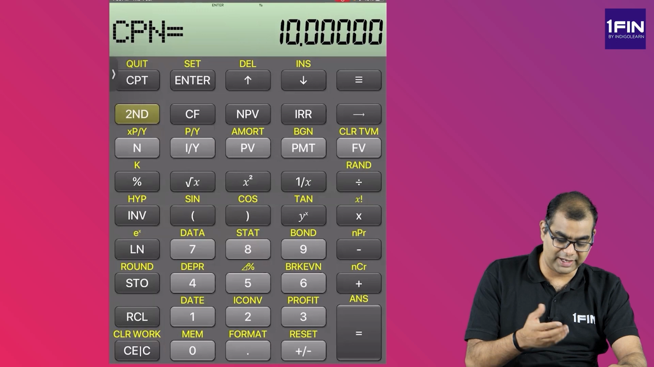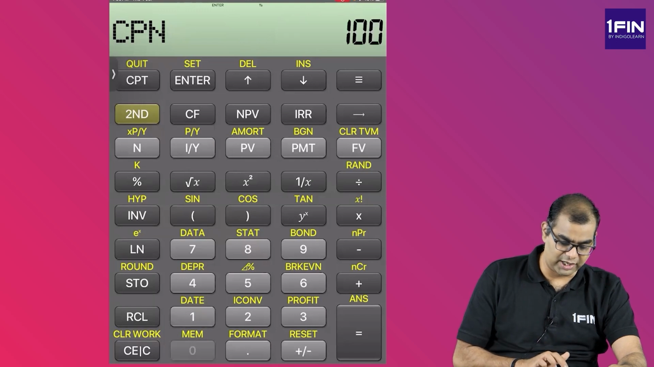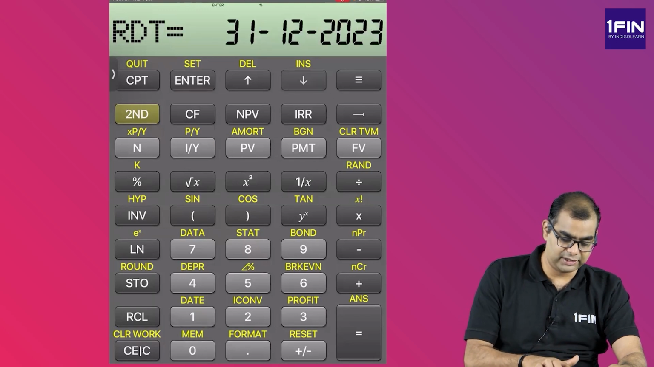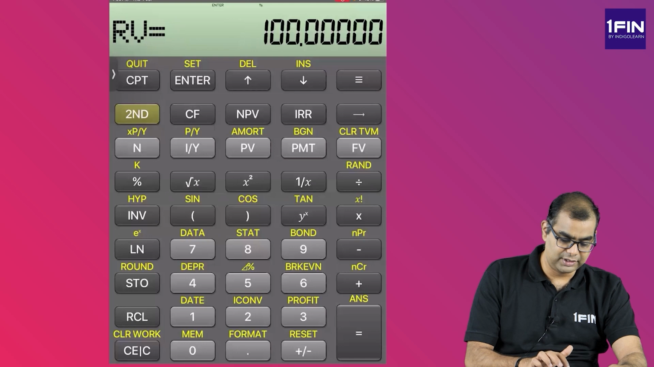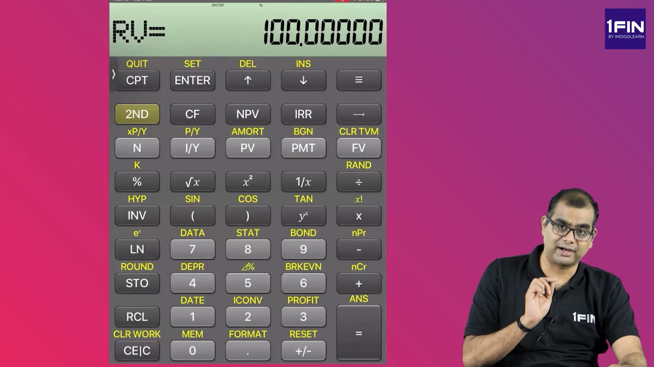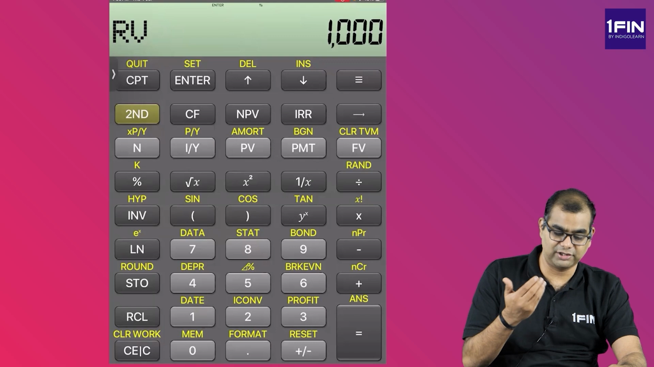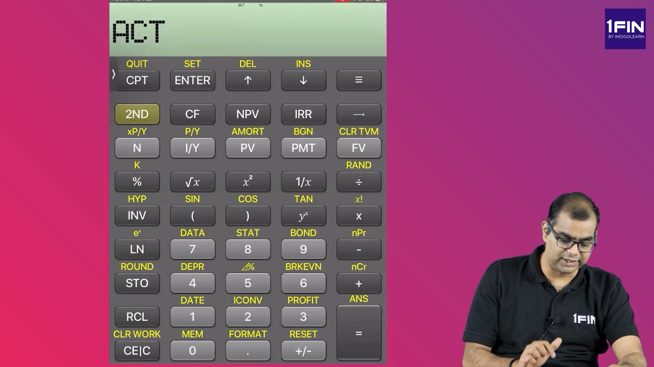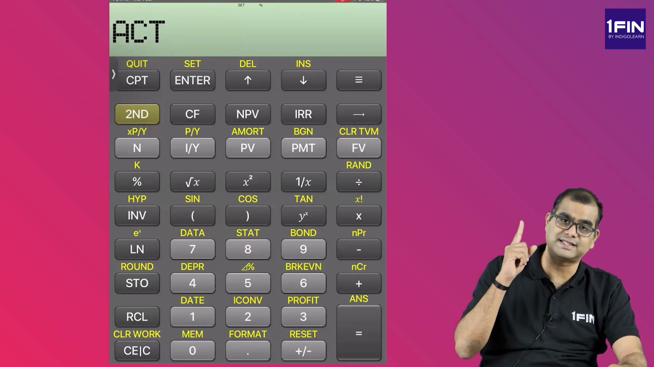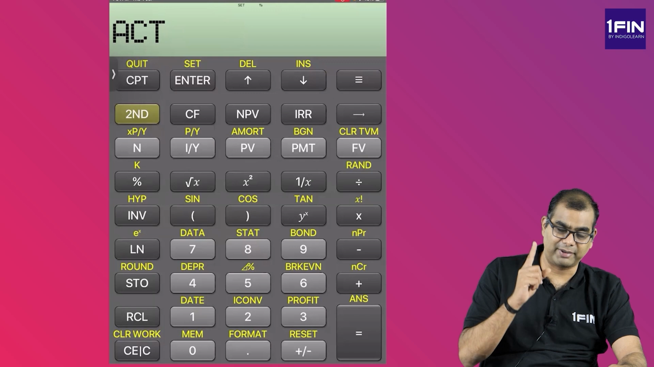Because if it is 1,000 rupees, I'll show you. If the coupon, I will change it to 100. Okay. Enter, down arrow. Dates are same. Then redemption value cannot be 100. Redemption value has to be 1,000. Okay, because on a 1,000 rupee bond only you get a 100 rupee coupon, right? Enter, down, actual, because we have set this as actual there in our format settings.